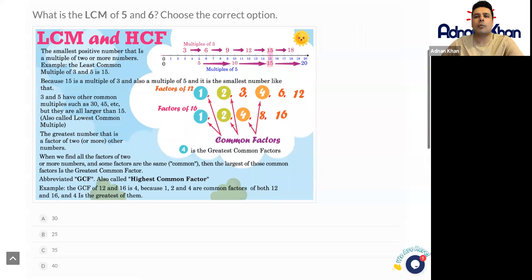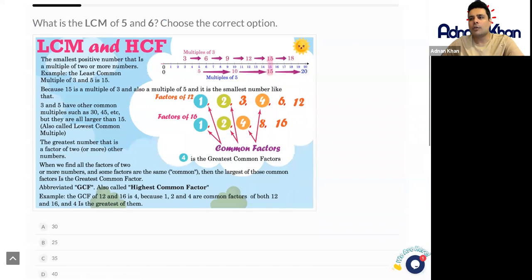So what is the lowest common multiple of 5 and 6? The lowest common multiple of 5 and 6. In this case, let's go to Emmett.